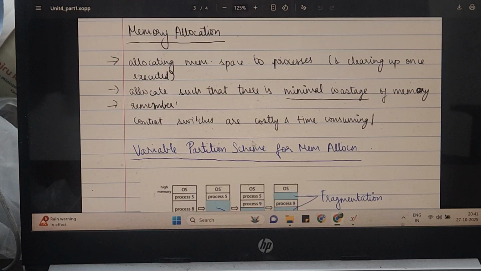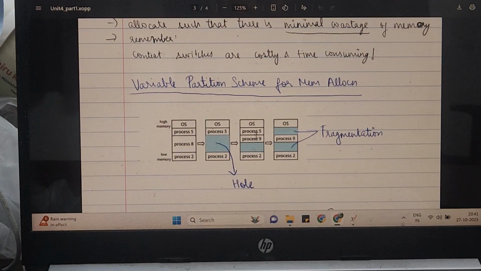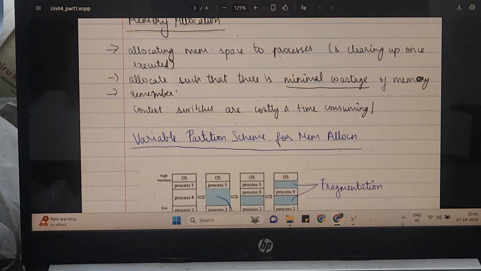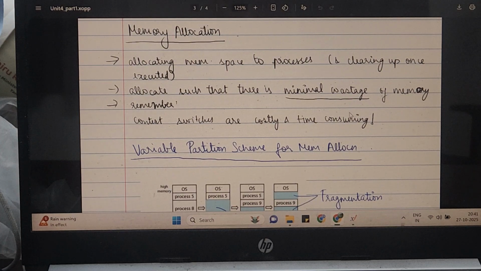And so the overall challenge to the OS here is to allocate memory in such a way that both types of fragmentation are minimized to the maximum extent possible.